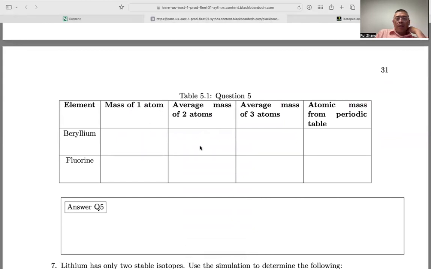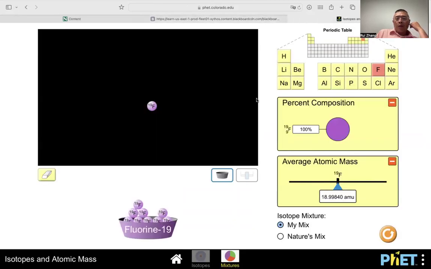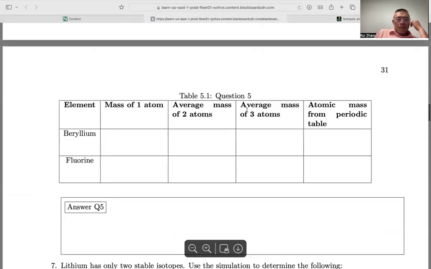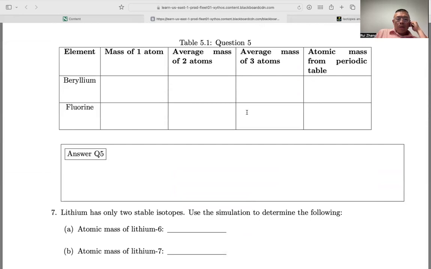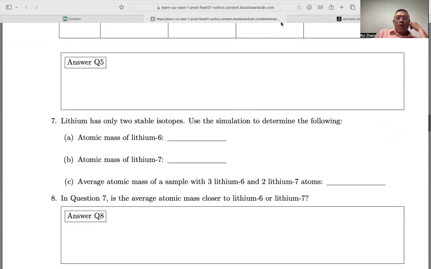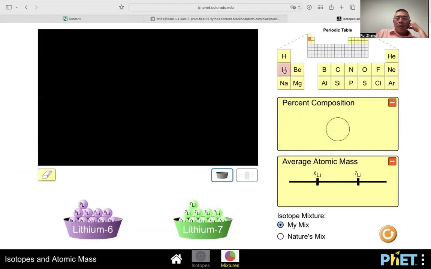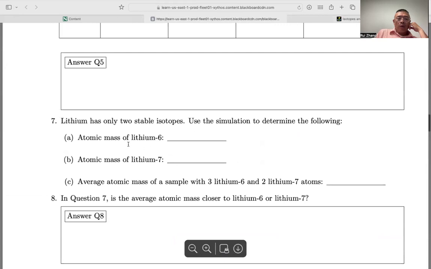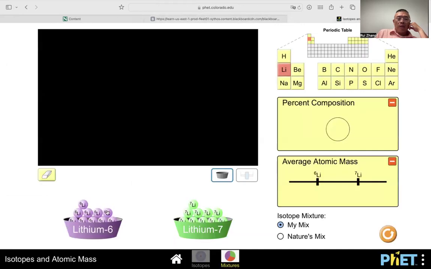Then you can answer similarly the average mass of 2 and 3 using that picture here. Lithium is a little more complicated because lithium has two isotopes. There are two different pools of atoms you can choose here. What is the atomic mass of lithium 6? If you bring one lithium 6, you can see clearly the atomic mass in terms of AMU. What about the atomic mass of lithium 7? Again, you can see this if you bring one of them.